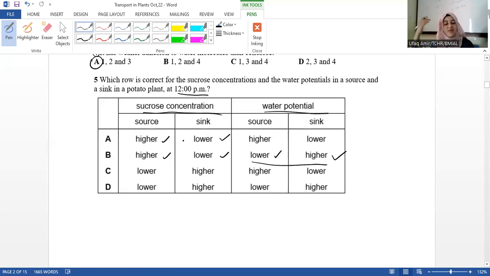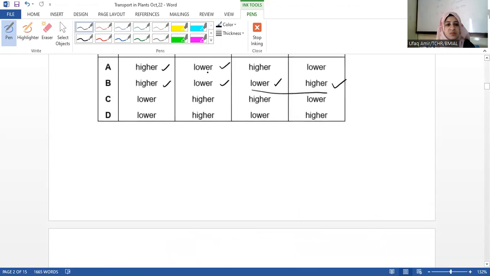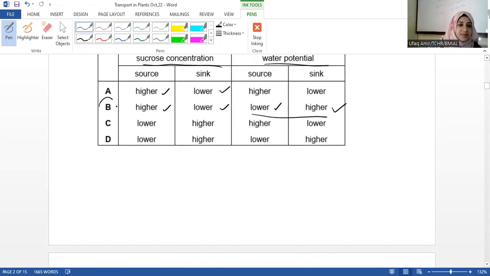These activities are fast at daytime when transpiration is going on, when the xylem vessel elements are full of water, and that water moves to the flowing sieve tube elements, mass flow is created, and hydrostatic pressure is built up. So according to this time period, we have made the source and sink higher and lower, and we have made the water potential opposite to it at this time of the day. Option B is correct.